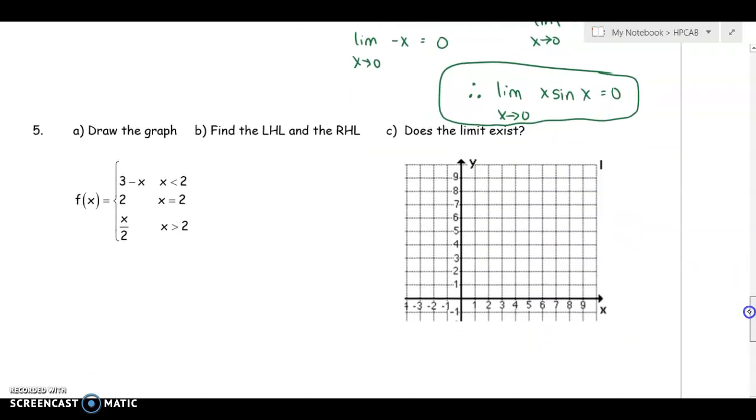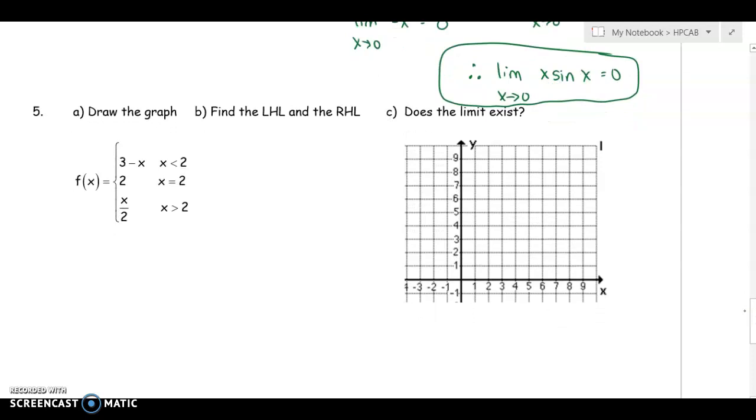The last couple of problems here do not deal with the sandwich theorem. We've got: draw the graph, find the left-handed and right-handed limit, and then does the limit exist? Okay, so drawing the graph, you have to remember how to draw your piecewise functions. x is less than 2, so we're going to plug in 2 and other numbers less than that. If you plug in 2, you're going to get 1, so the point (2, 1). Something smaller than 2 would be like 1. 3 minus 1 is 2, so (1, 2).